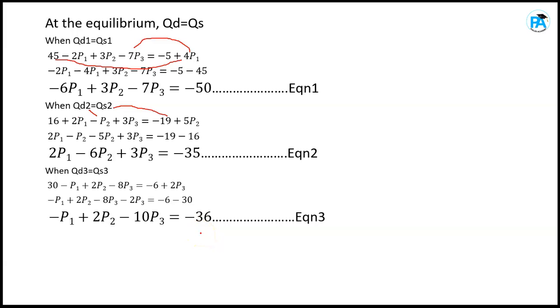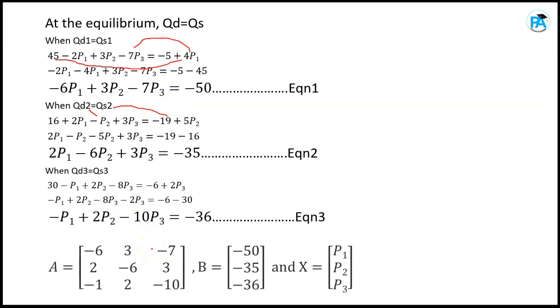So how then do we derive the matrix? What you are going to do is take the coefficients of P1, P1, P1, and let them be in the same column. Are you with me? Then you also take the coefficients of P2, P2, and P2 and let them be in the same column, then that of P3 as well.